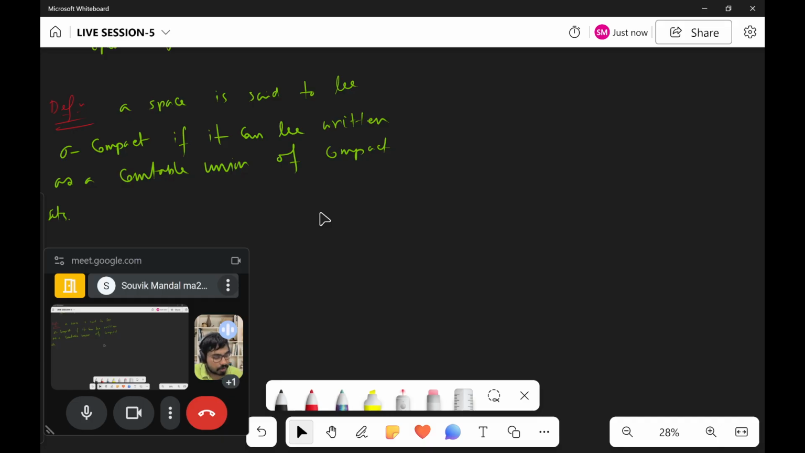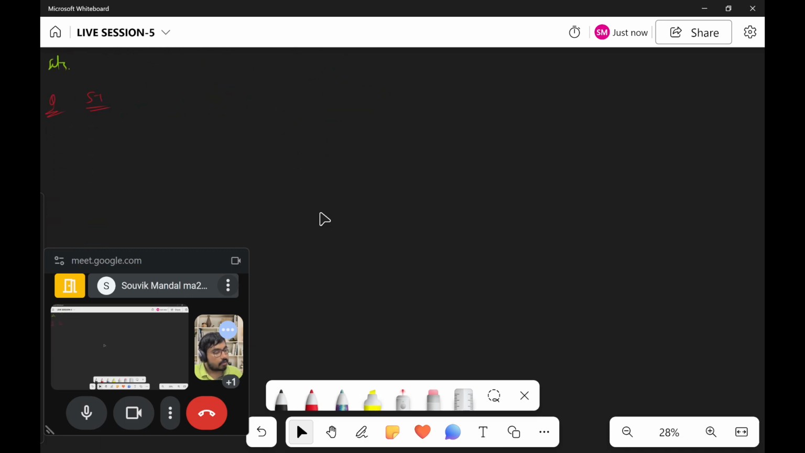So now the question is: show that a locally compact Lindelof space is sigma locally compact. Okay, so that is the question.